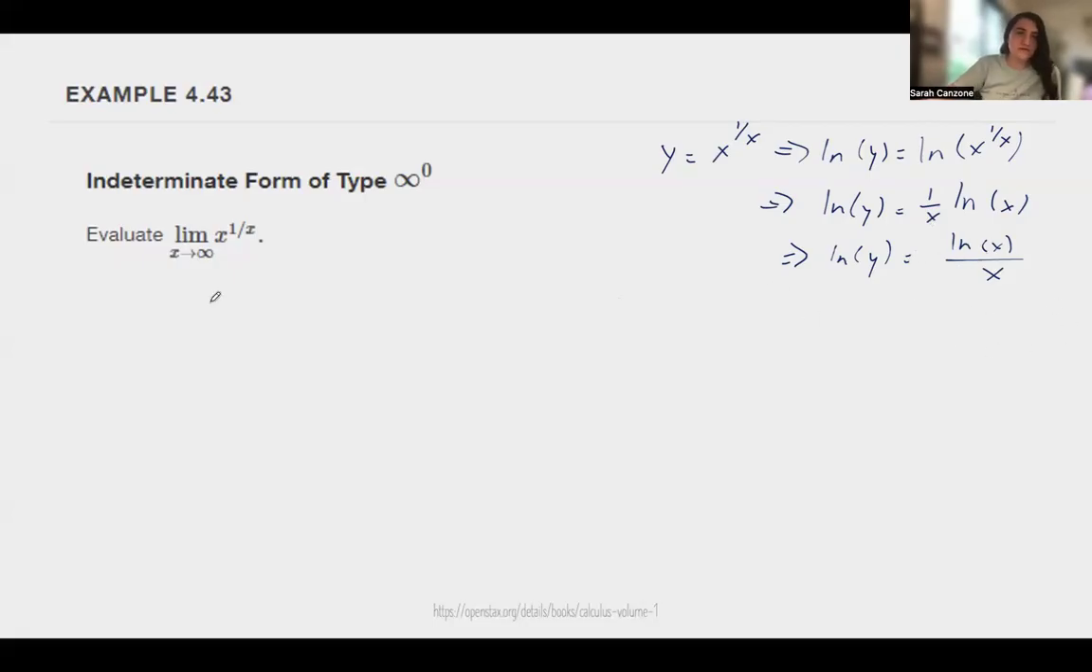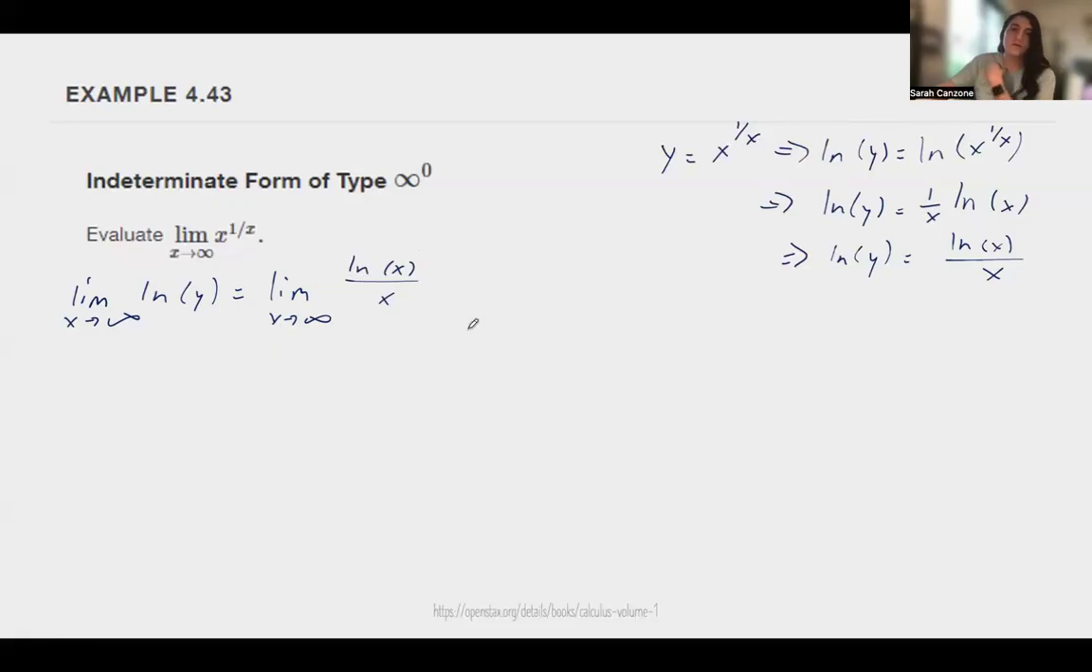Once we do this, we are still looking at the limit. But now we have to consider that we've done something else to it. Now we're saying the limit as x approaches infinity of, well, I called it y. So the natural log of y is equal to the limit as x approaches infinity. When we solve the natural log of y, this is what we got: it's actually the natural log of x over x.